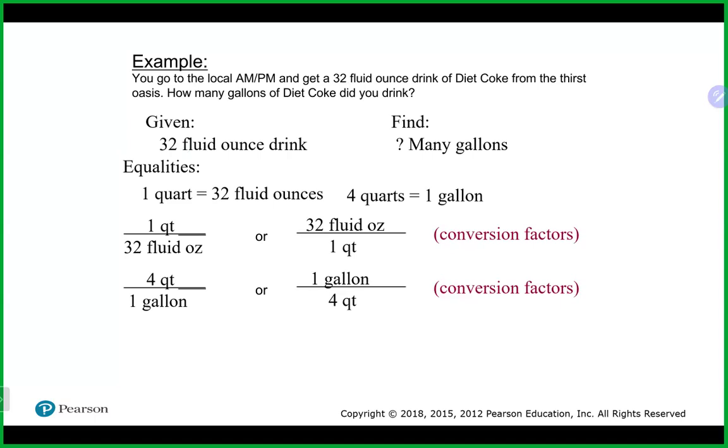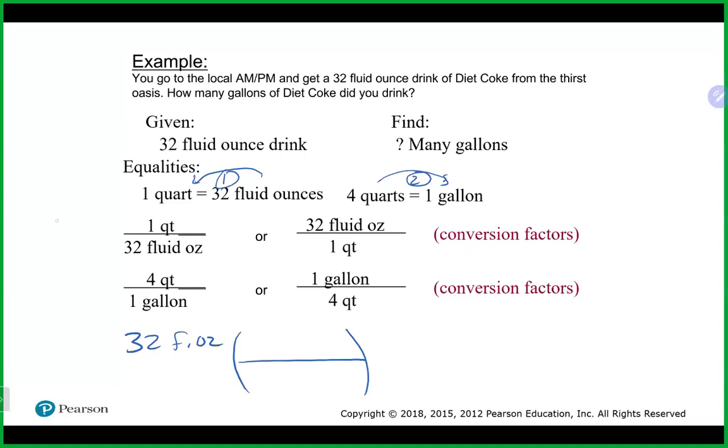And so again, you can find a couple different ways you probably get there. One pathway that I chose here, based on my equalities, is I could take it from fluid ounces to quarts. And once I have it in quarts, I could then take it to gallons using my equalities. Once again, we're going to start with my 32 fluid ounces here. Again, it is basically up on top. If you want to write the one underneath it to help you out, you can.